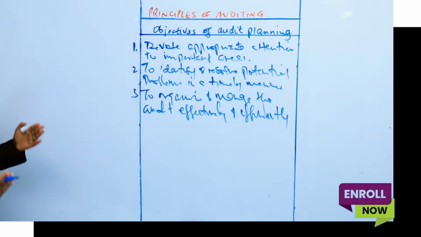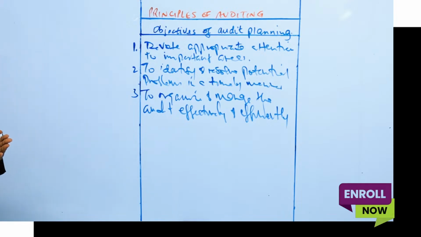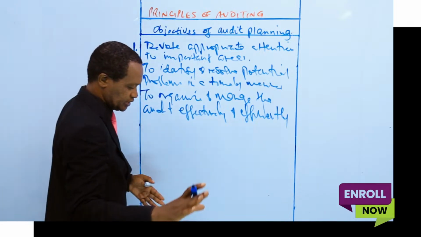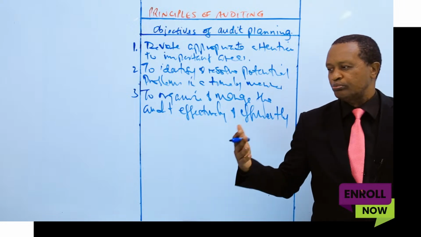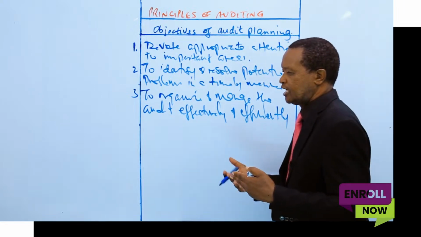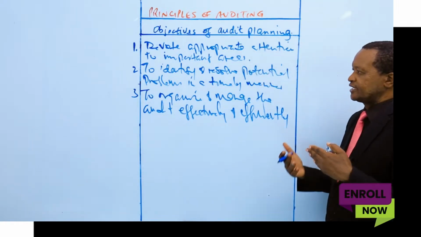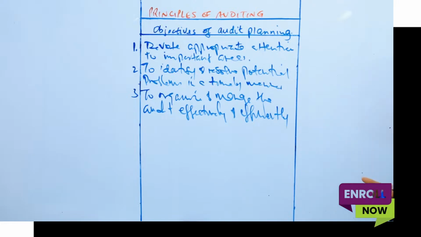An audit plan helps the auditor to manage and organize the audit process effectively and efficiently. Planning provides a roadmap for the entire audit. A plan is a roadmap. A plan is a blueprint. A plan states what should be done at what time. And that helps the auditor to manage and to organize the audit effectively and efficiently.